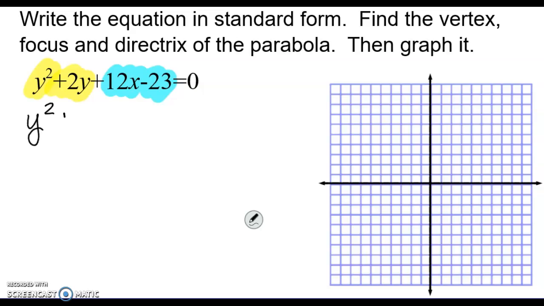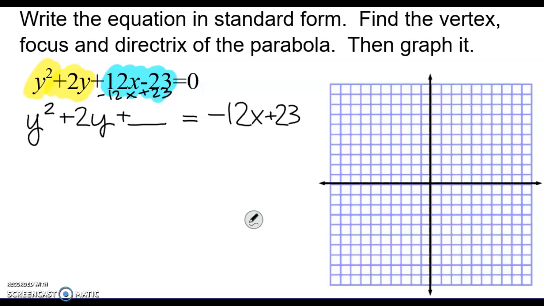Y squared plus 2y. In a little while, I'm going to complete the square, which means I write a plus blank, because I have to do something to get the square completed. Equals, I'm going to move that 12x minus 23 to the other side. So minus 12x plus 23. But do you see this blank that I added? If I add a blank to one side, I've got to add it to the other side.